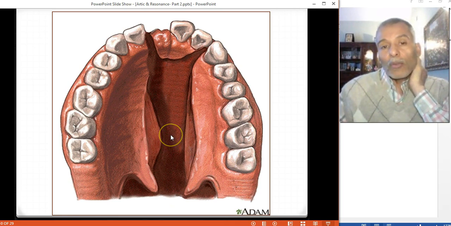So the condition of cleft palate, of course, involves so much information, and this is not the situation where we're going to cover it, but just to give you an idea, I would encourage you to learn more about it by just Googling or going to YouTube and watching videos by Operation Smile.